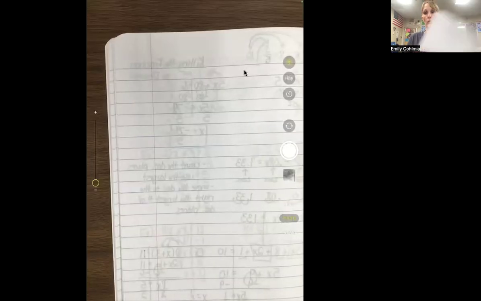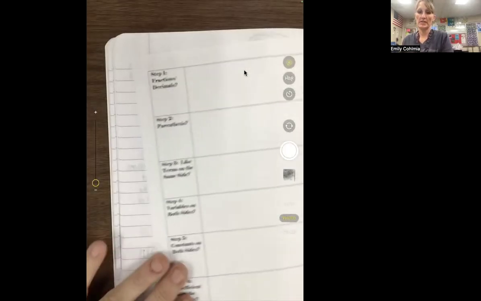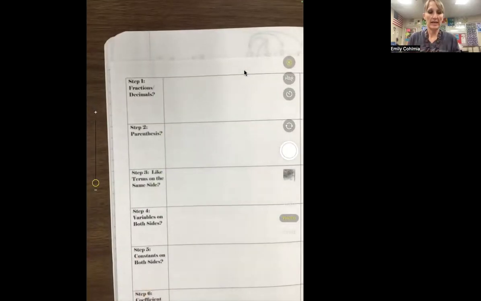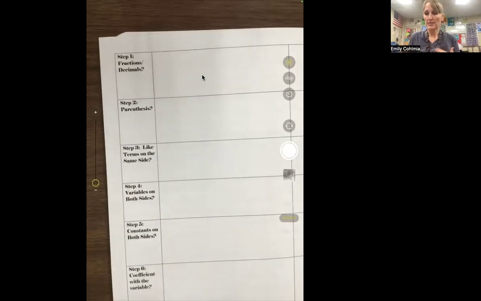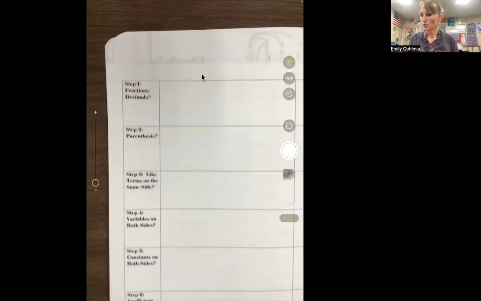Okay, so today you are going to need this piece of paper. It is on Canvas if you're not in class, or if you are in class, you will get one of these. Yours probably will be colored, and it might be a little bit smaller than this one. I may make it the full page. So this is going to give us step-by-step instructions on how to solve equations.